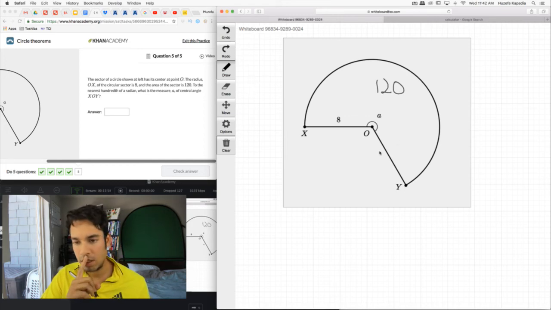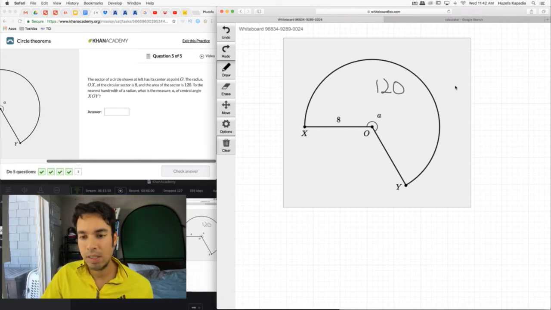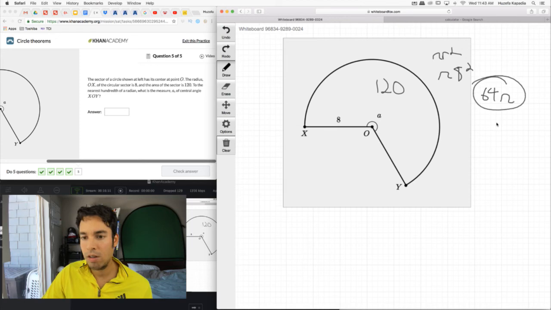All right, so let's see. It's the same idea. So first of all, what's the area of the entire circle? That's the first thing we have to calculate. That's by pi r squared, where 8 is radius. So that is pi times 8 squared, which is 64 pi. So that's the area of the entire thing.